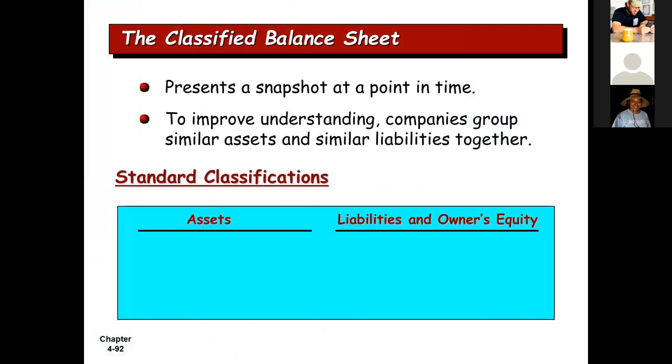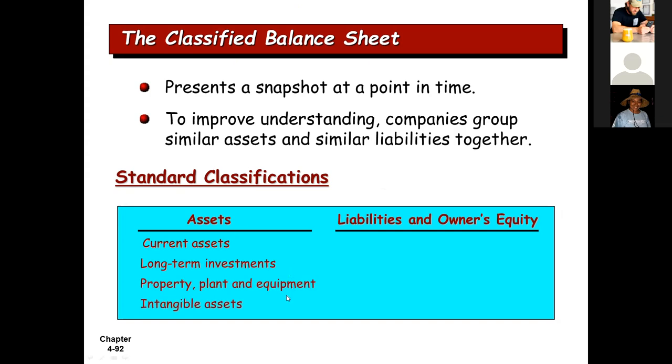All right, the last part of chapter four was basically a discussion of the balance sheet. As most of you should be familiar with by now, a balance sheet is basically a listing of all your assets, liabilities, and equity. For purposes of presentation, a balance sheet is generally listed in terms of classifications. On the asset side, you have current assets, long-term investments, property, plant, and equipment, and intangible assets as classifications. For liabilities, you have current liabilities and long-term liabilities. And then you have your owners' and stockholders' equity.